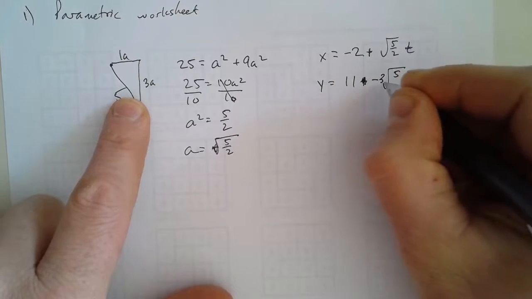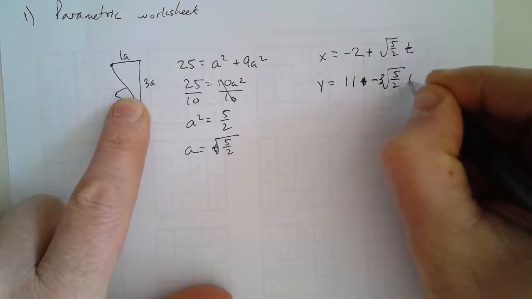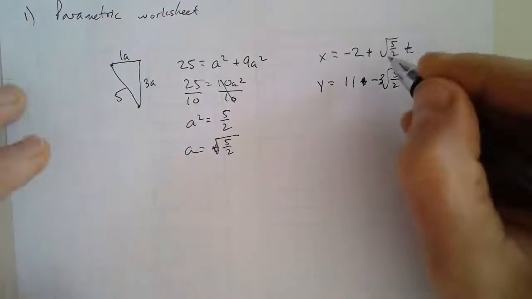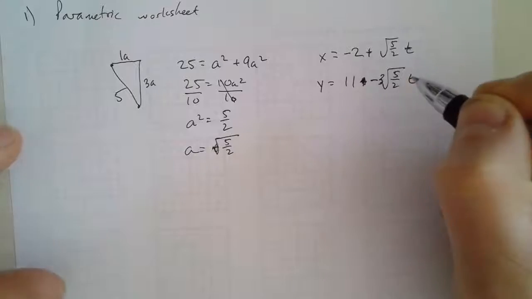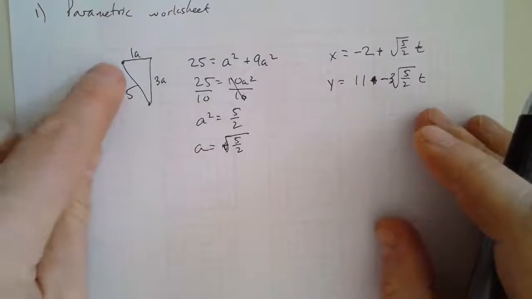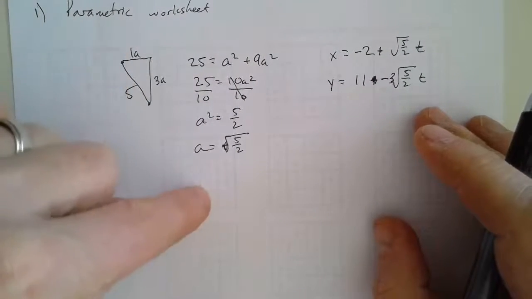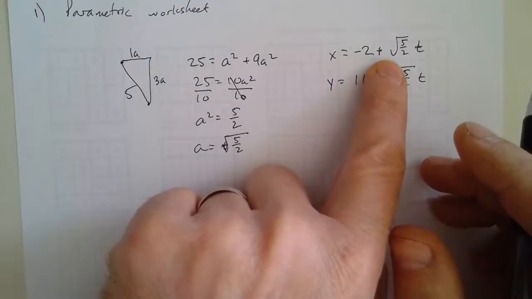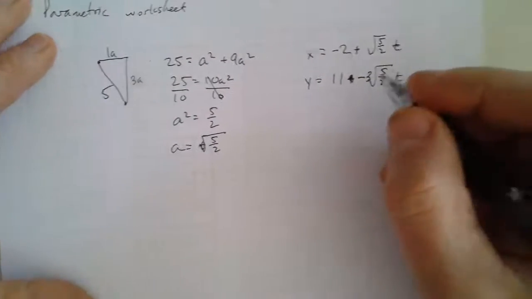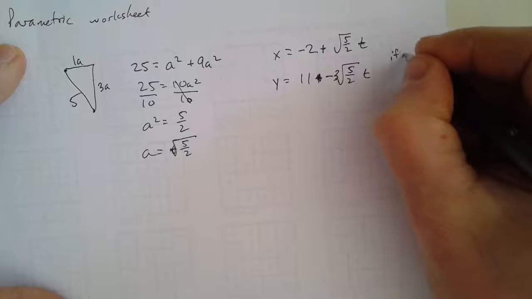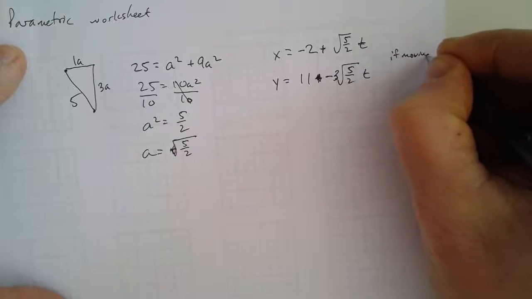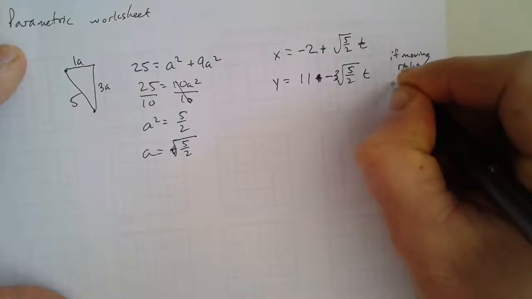3 root 5 halves t. So this is just telling us how much we moved. If we're assuming that we move down this way, then this is the equation we'd have, moving right and down.